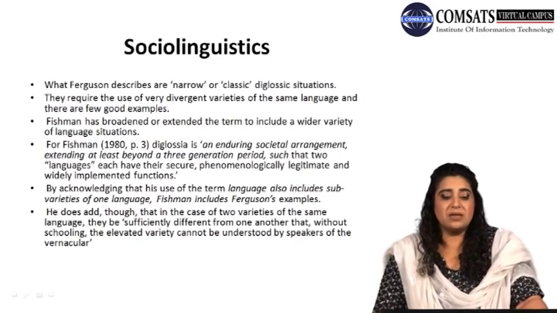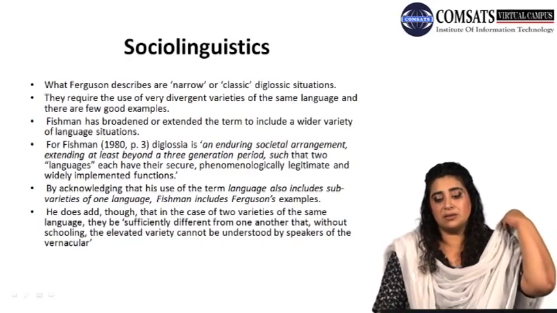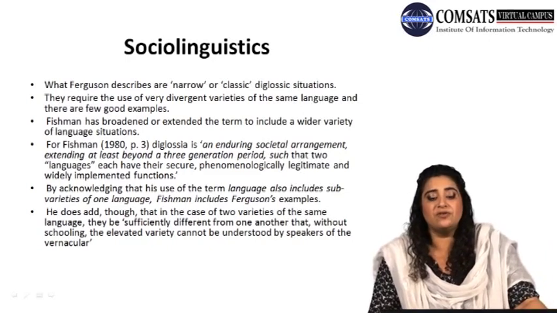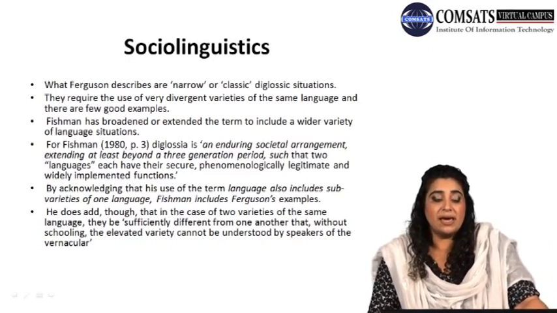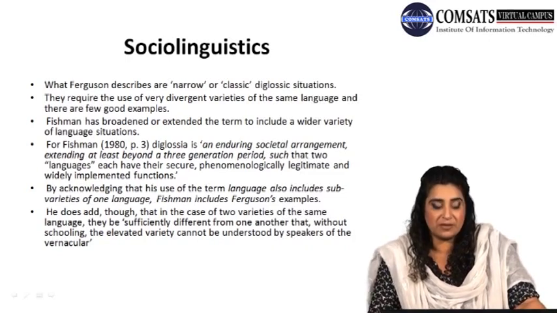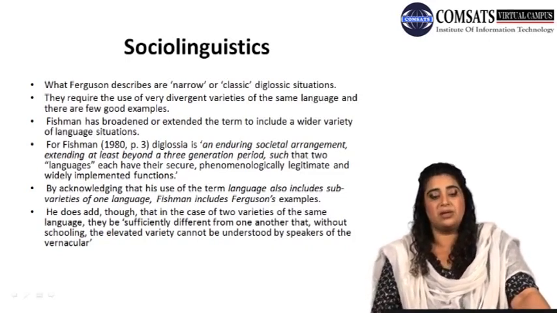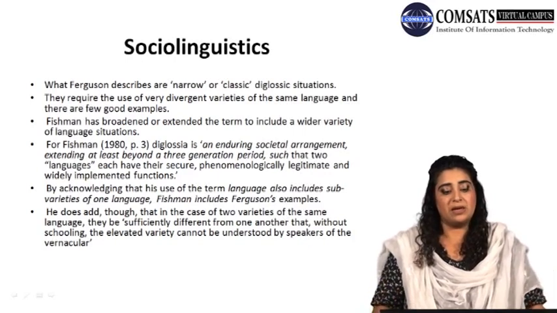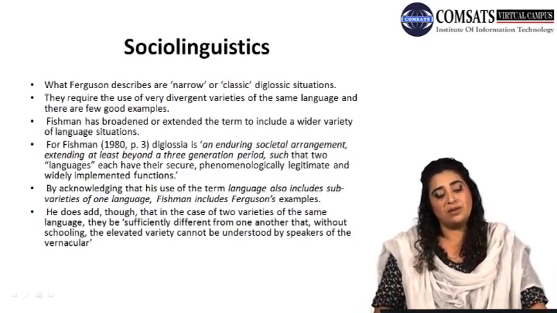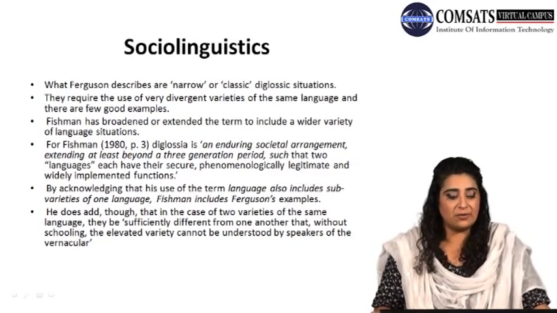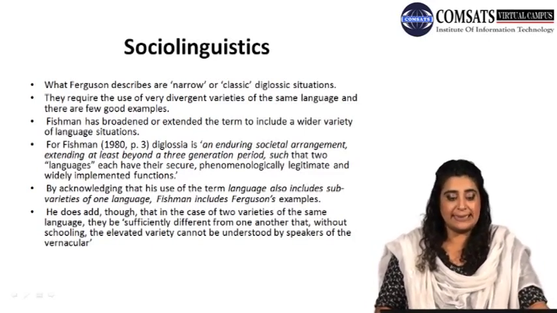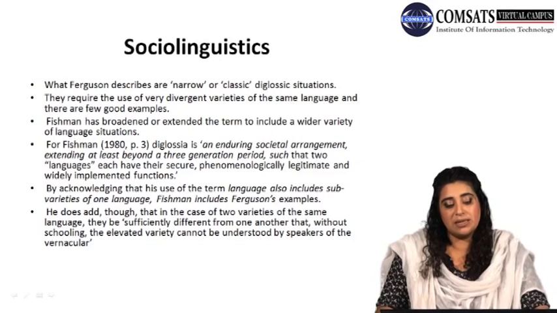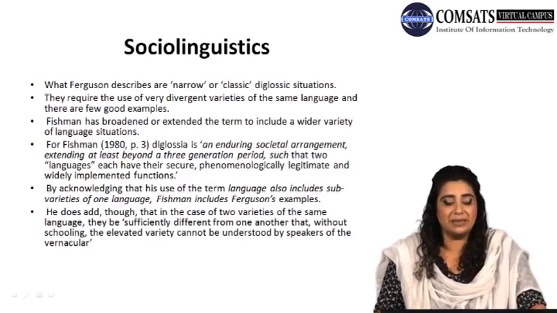Now, what Ferguson describes as narrow or classical diglossic situations require the use of very divergent varieties of the same language, and there are few good examples of that. A best example, according to his view, would require less divergent varieties. So Fishman has broadened or extended the term to include a wider variety of language situations. Now, for Fishman, in 1980, page 3, diglossia is an enduring societal arrangement extending at least beyond a three-generation period.